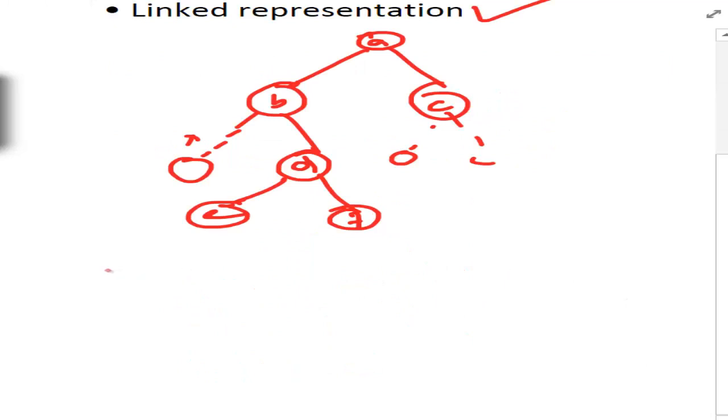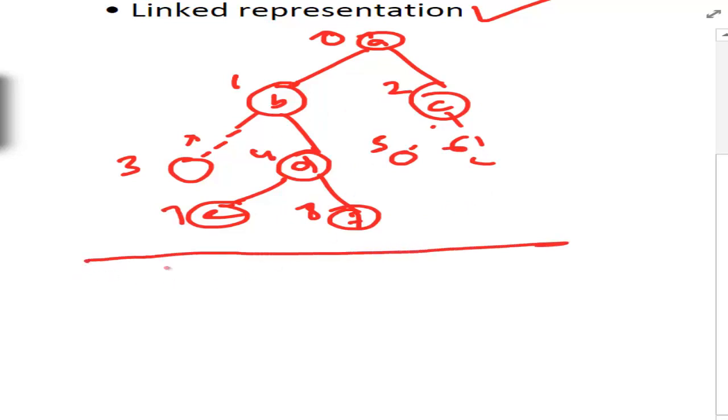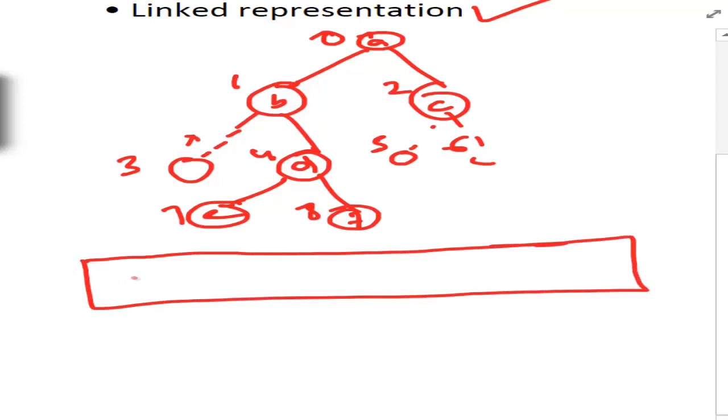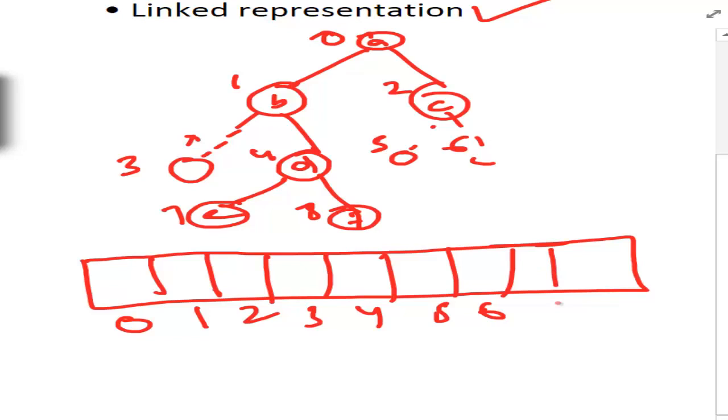So how do I represent it? What I do is I put up an index here, 0, 1, 2, 3, 4, 5, 6, 7 and 8. So till now I got 9 nodes, so I'm going to have an array of size 9, for example, starting from 0, 1, 2, 3, 4, 7 and 8.